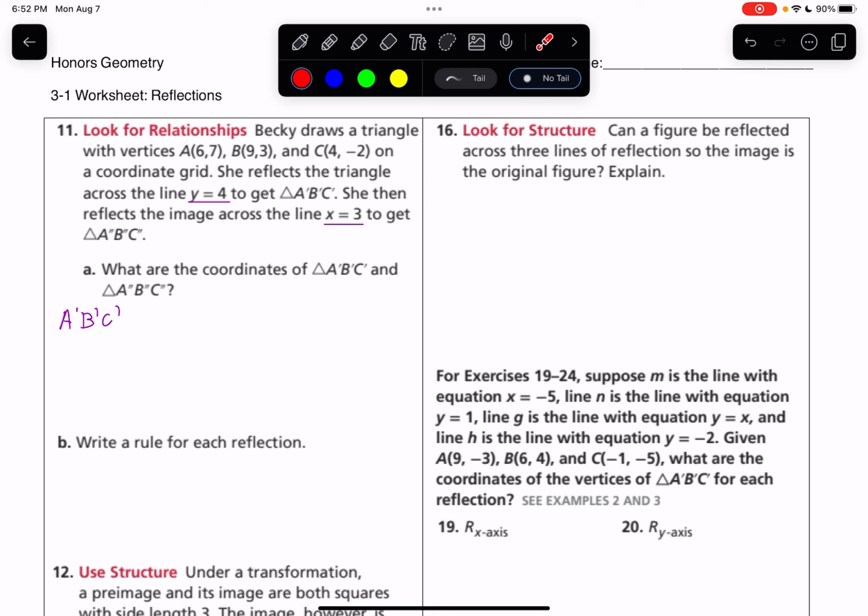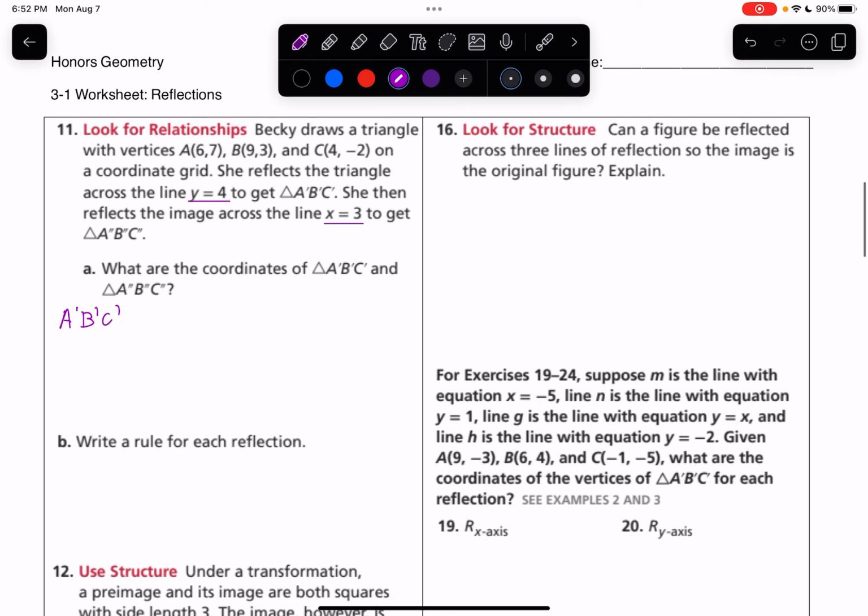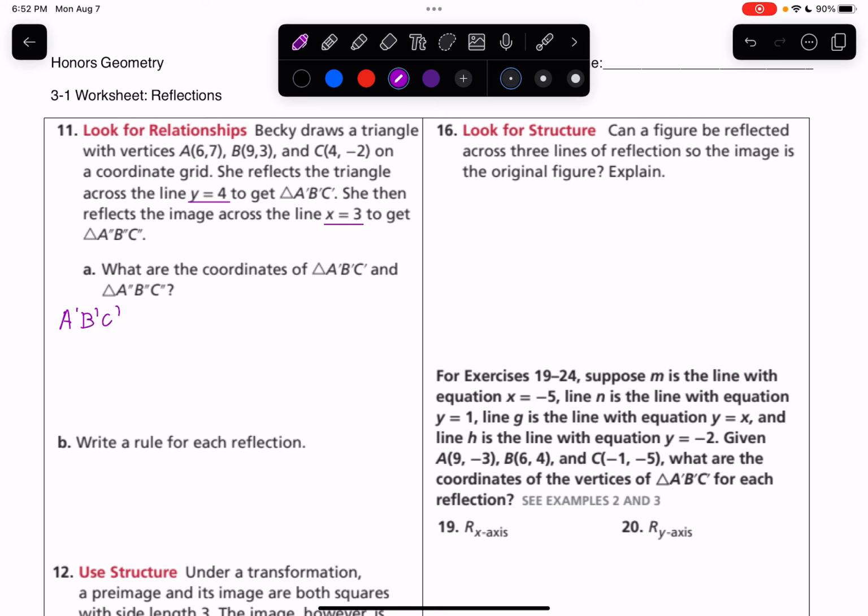So my new coordinate point is going to be, well, I guess I should put all of these separately now that I think about how to write this. We'll do A, then B, then C. So A prime is going to be still 6 there. But instead of 7, we drop down to 4, and then we drop down 3 more to 1.